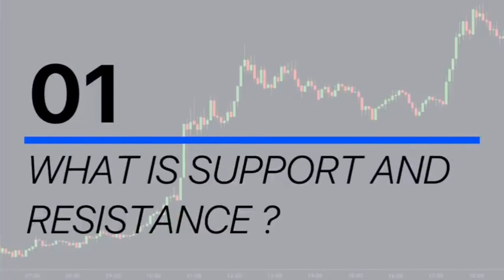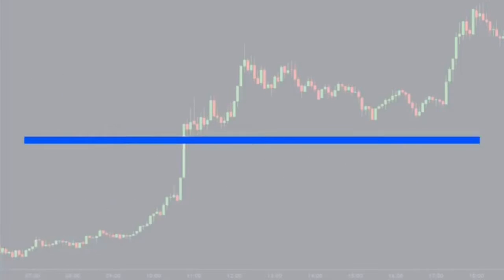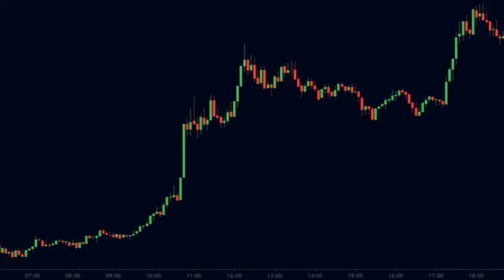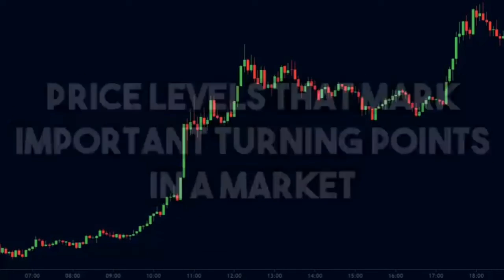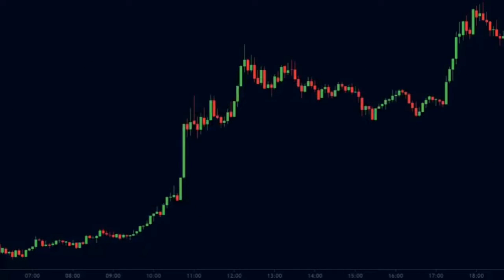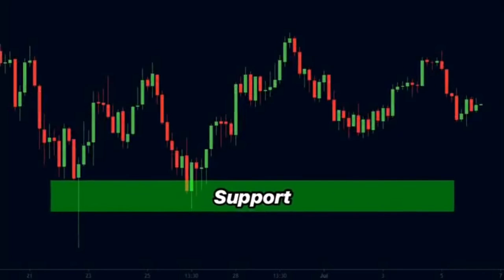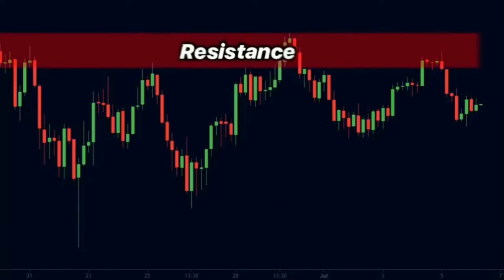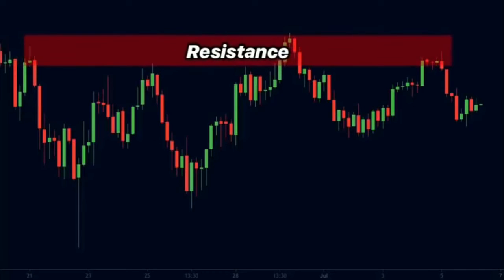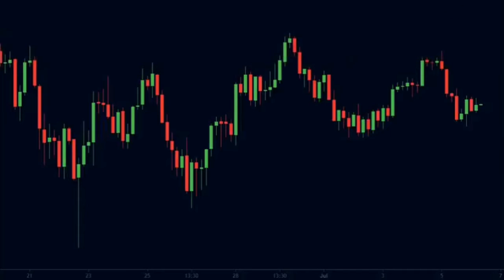First, what is support and resistance? Support and resistance are basically price levels that mark important turning points in a market. You can think of them as barriers that prevent the market from going in a certain direction. A support is an area on the chart that prevents the market from falling below or going downwards. Similarly, a resistance level is an area on the chart that prevents the price from pushing above or going upwards.